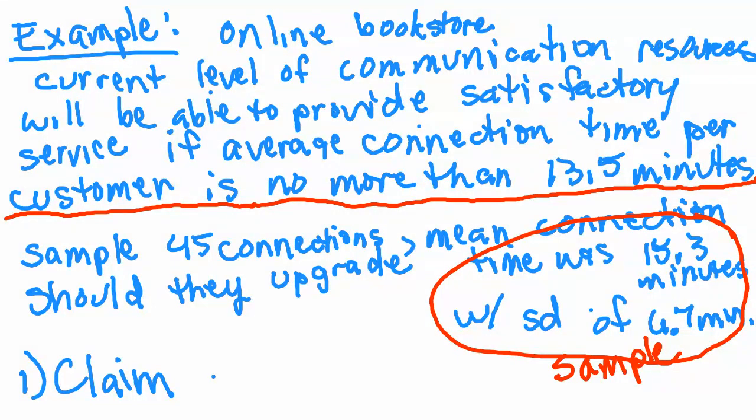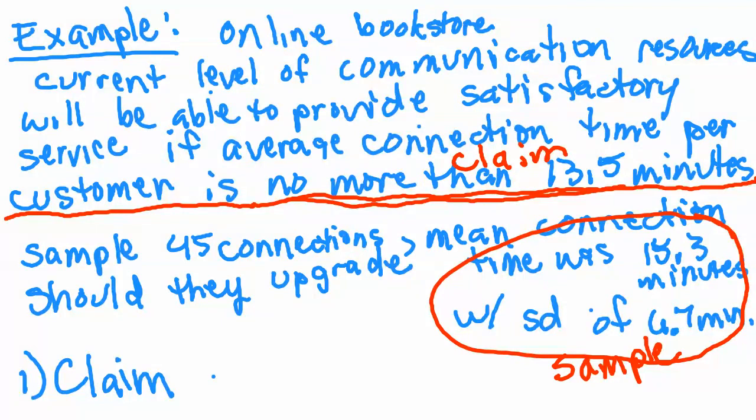So if you separate the sample from the claim, then you're on your way to the other 7 steps or so. Okay, so no more than 13.5 minutes is satisfactory service. So that's what the company claims. Okay, even though the sample shows otherwise.